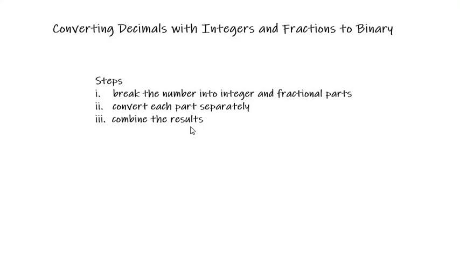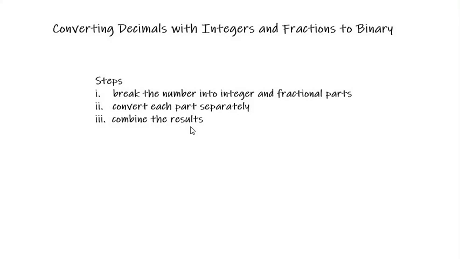In this video, we are going to see how to convert decimals with integers and fractions to binary. In some scenarios, we may have a number in decimal that needs to be converted to binary, and it consists of both the integer and the fractional part. The simplest way to perform this conversion is to follow three steps.